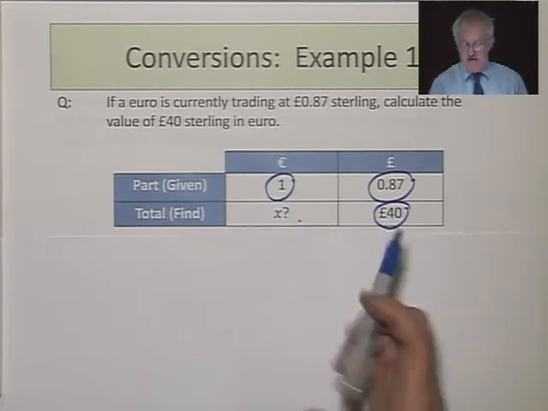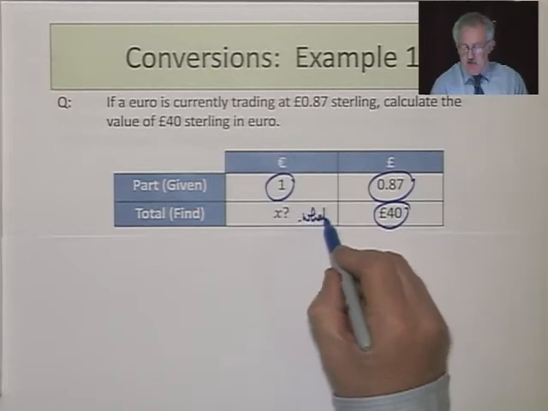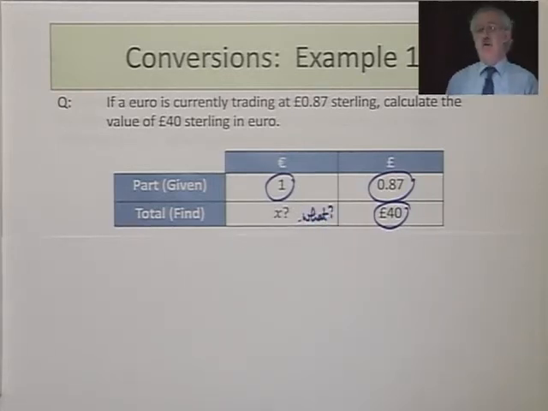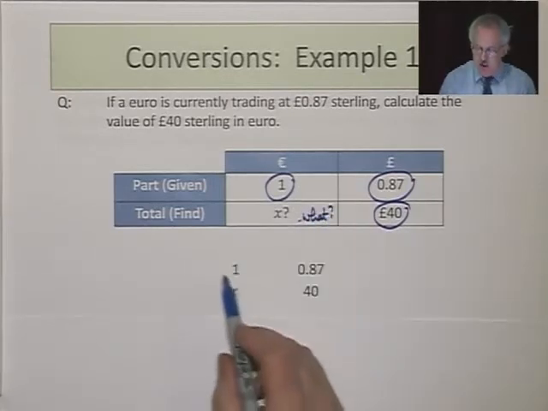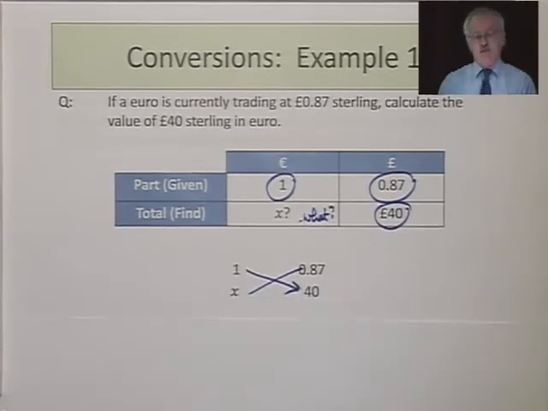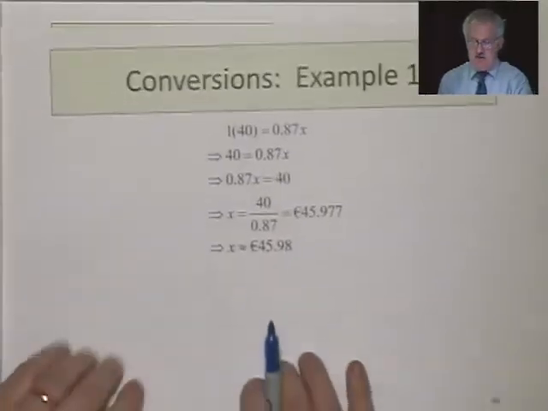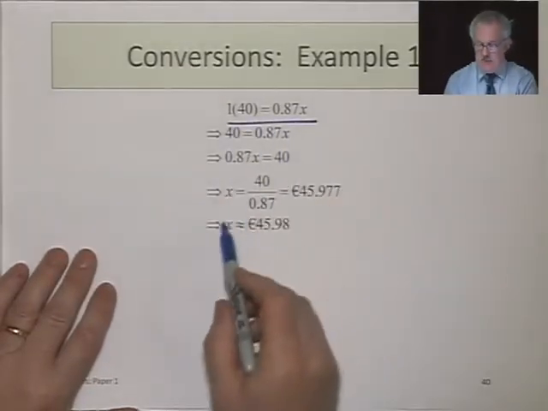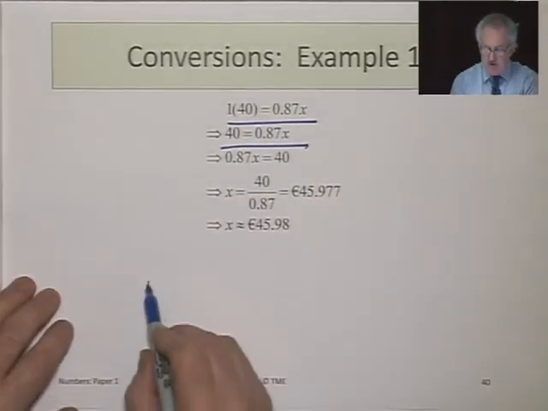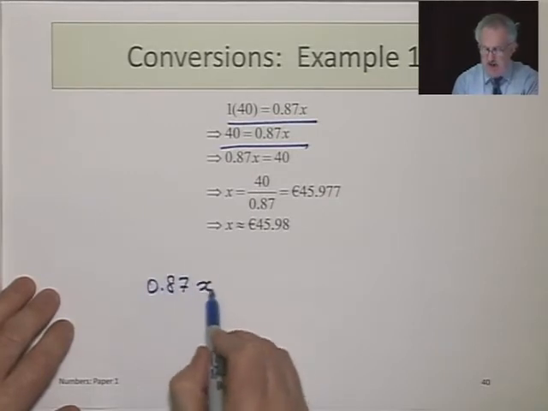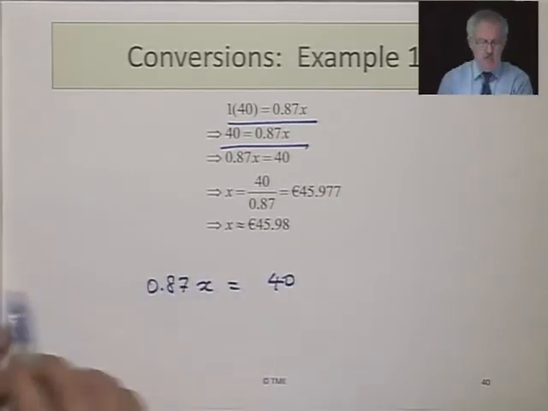So the what in this case is on this side, because that's the way you've written it out or thought about it. Again, it comes in a 2 by 2, and we can cross it. And when we multiply, we say 40 is 0.87x, or 0.87x is 40.